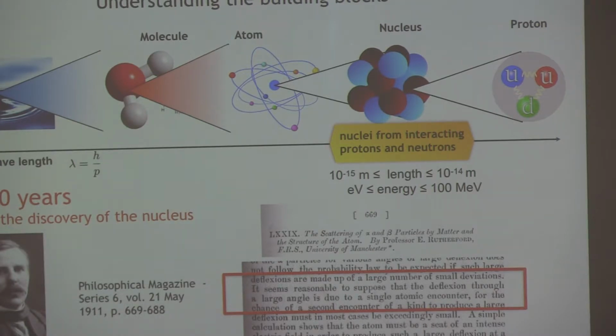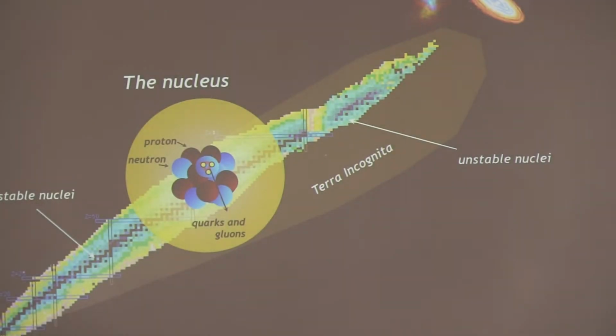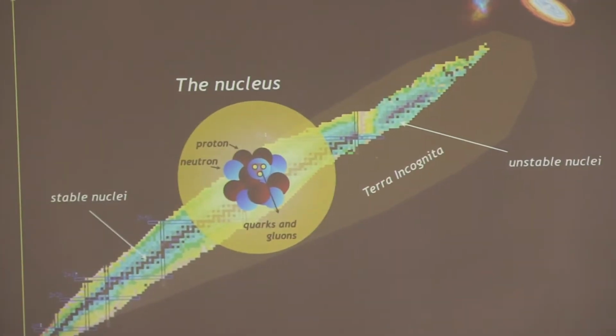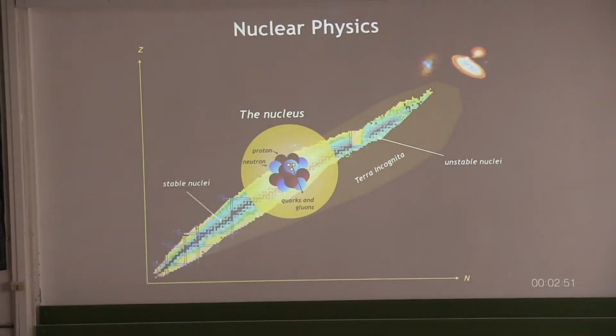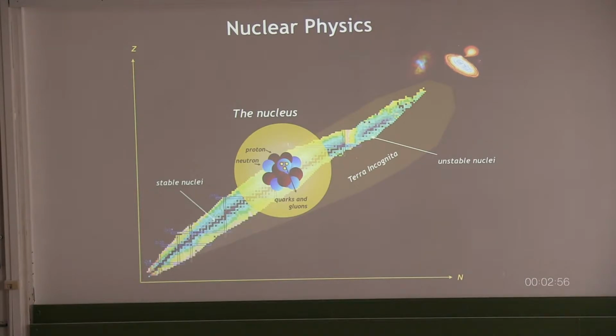Of course, since then we have learned a lot, and one way to represent at least part of what we know is to do this plot, which is called the chart of nuclides. You have one here too, because this is a Kern Physics Institute. And so what is that? This is a two-dimensional plot with the neutron number on the x-axis and the proton number on the y-axis, where every point that you see here is a nucleus.